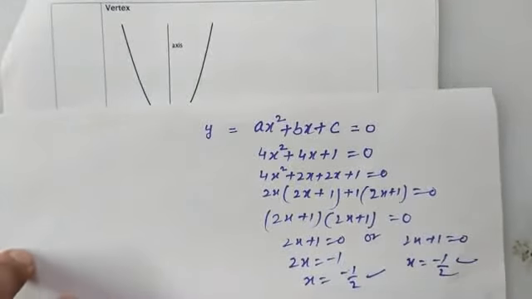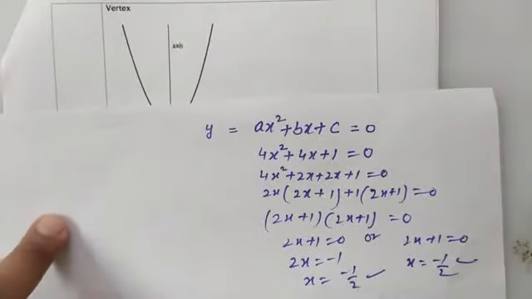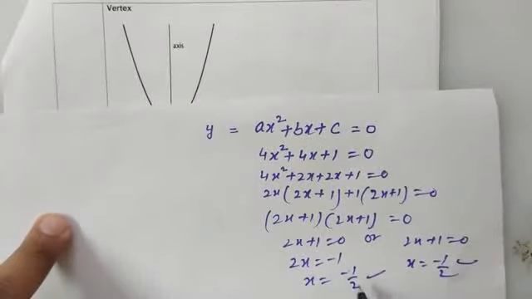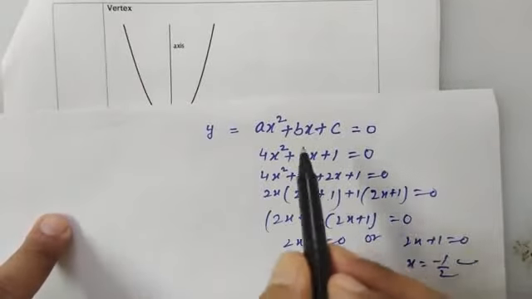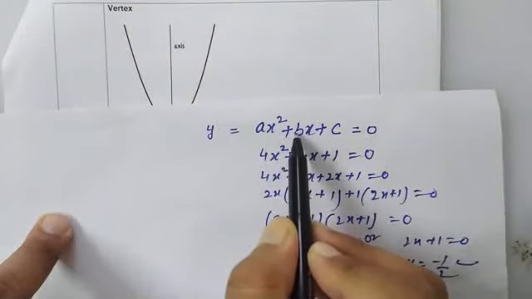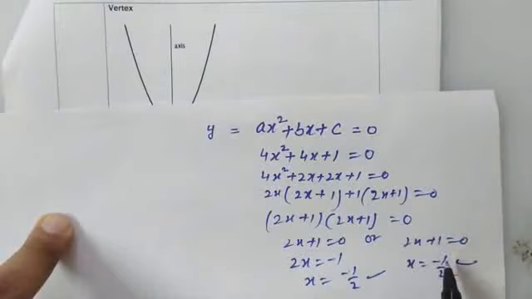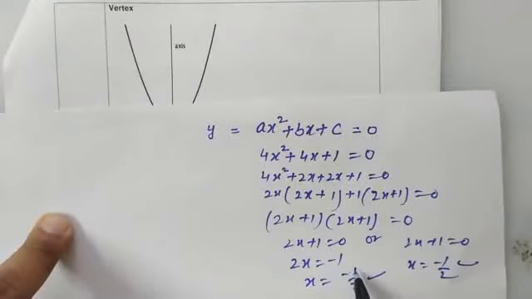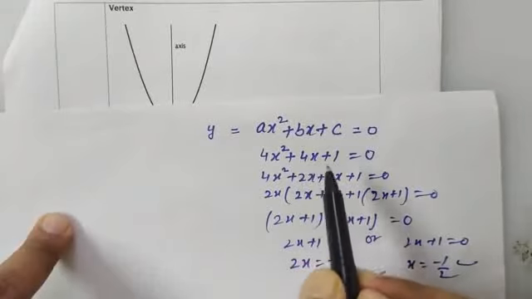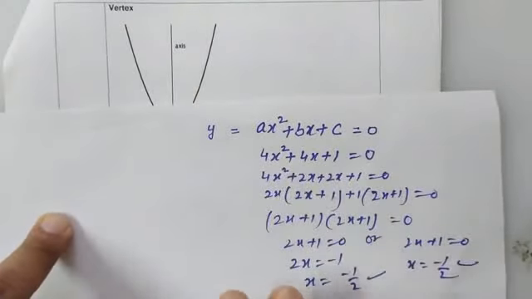Again I tell you, if I take the sum of the zeros, minus 1 by 2 plus minus 1 by 2, that is minus 1. That is equal to minus b over a, minus the coefficient of x over the coefficient of x square. If I take the product of these zeros, that is 1 by 4, and that is equal to c over a. See here, c over a is 1 by 4. So this way we will solve this question.